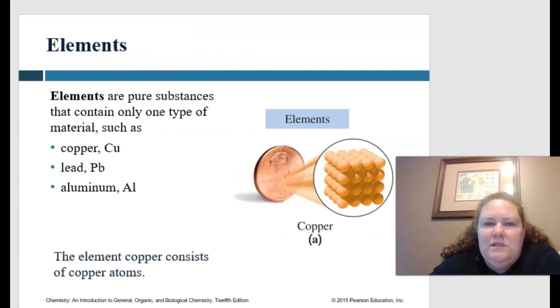Elements are pure substances that contain only one type of material, and some examples are going to be copper, lead, or aluminum. And we will need to know some of the common periodic table abbreviations. Copper is abbreviated Cu, lead is Pb, and I always think of peanut butter because it's like lead and sticks to your mouth, right? Aluminum is Al. Some of these you may be familiar with, and some of them we may have to learn, but that's okay. Copper pennies are actually coated in copper, right? The element copper consists of only copper atoms.